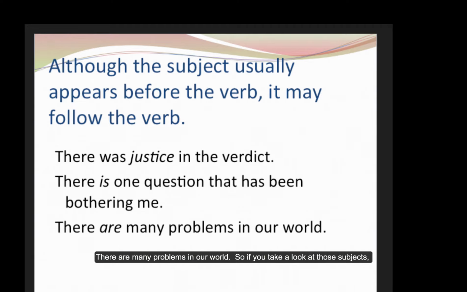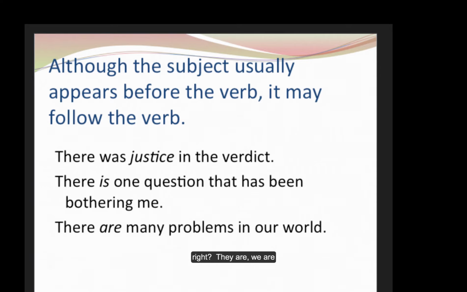So if you take a look at those subjects, they determine if the verb is or are, or was or were. If the subject is plural, like many problems, then the verb has to be plural too, are. Are refers to more than one, right? They are, we are. But if it's singular, like one question, you have to say there is. This is an incredibly common mistake.